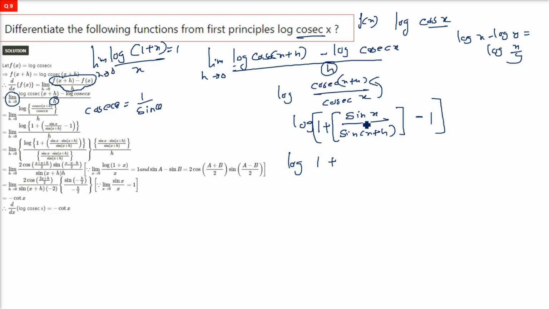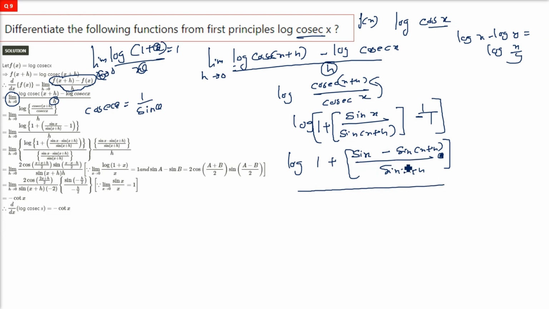So log 1 plus, let us solve it now, sin x minus sin (x plus h) divided by sin (x plus h). Whatever is after 1 plus, just say it is theta. Log (1 plus theta) by theta, theta tends to 0, that is going to be 1. So I am writing theta in the denominator. Just assume that this whole term after 1 plus is theta.